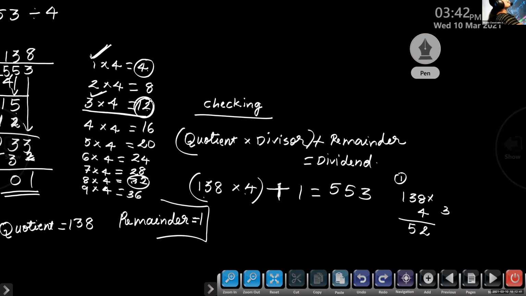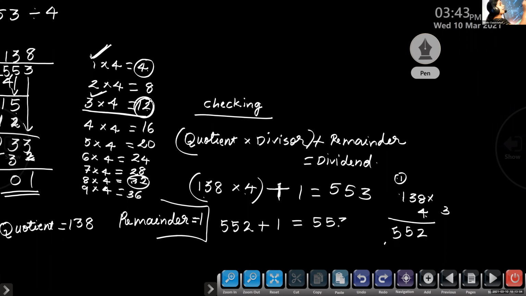Sorry, 3 fours are not 2. 3 fours are 12 plus 3, 15. 5 here, 1 balance. Now 1 four is 4, 4 plus 1, 5. So we got 552, plus 1, remainder equal to 553. That is the next step you can do. You can bring down this 553 to the next step. You don't want to do anything there. Now 552 plus 1.